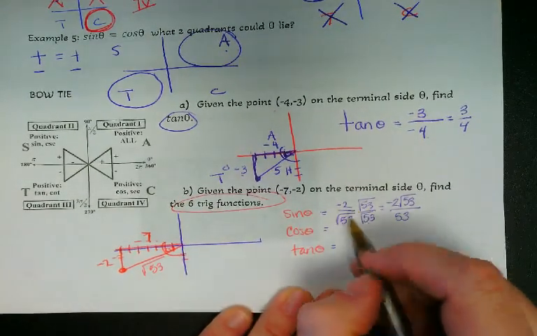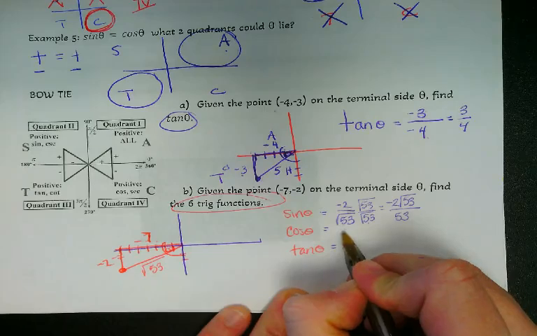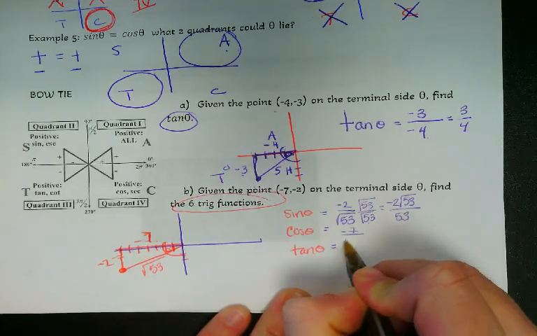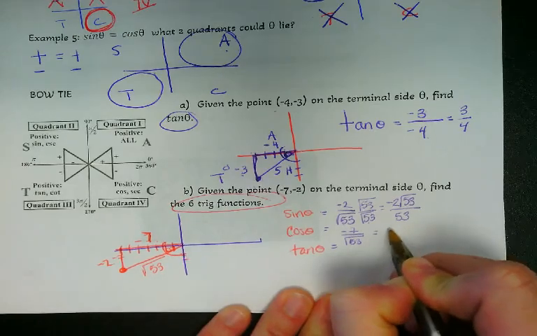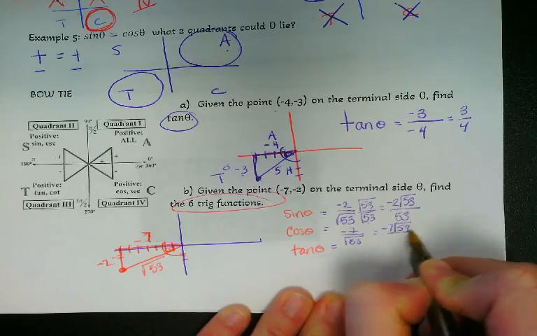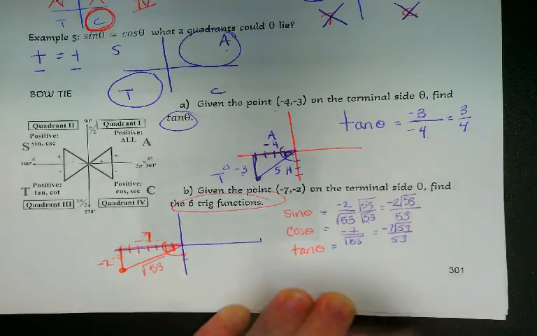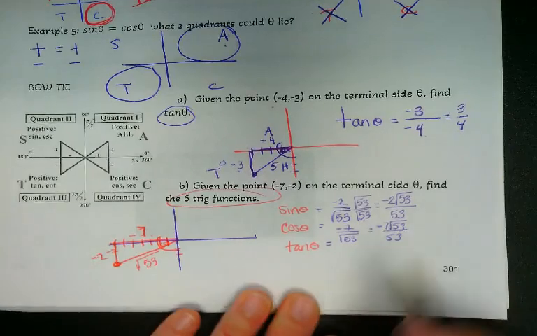Steph, what do you have for cosine? Square root of 53. Yep. And then when you rationalize that, what do you get? Sorry, is that what you said the first time? Sorry. I was just going step by step, apparently.